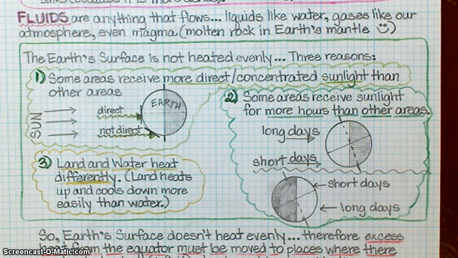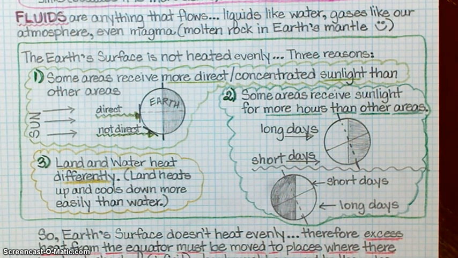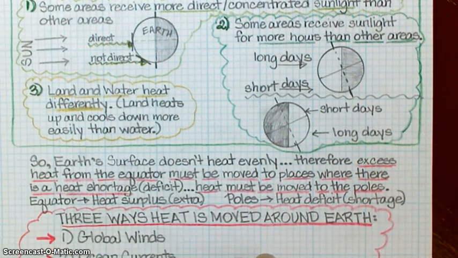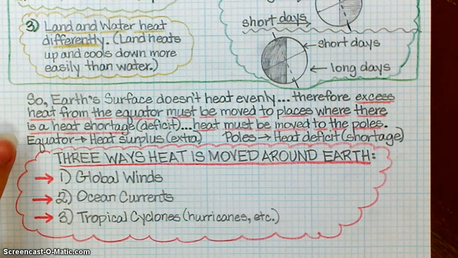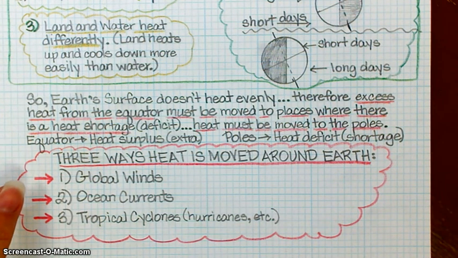Here are your reasons why the Earth's surface is not heated evenly. We've already gone over that with the other set of notes. Because the Earth's surface is not heated evenly, we have to take the excess heat at the equator and move it towards the poles, and we do that with global winds, ocean currents, and with storm systems like tropical cyclones.